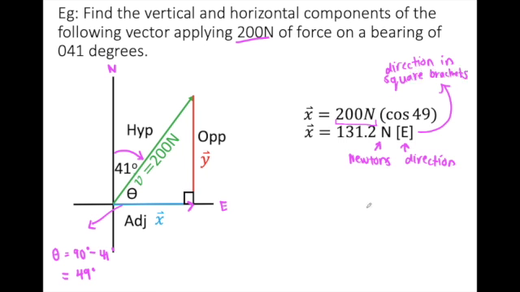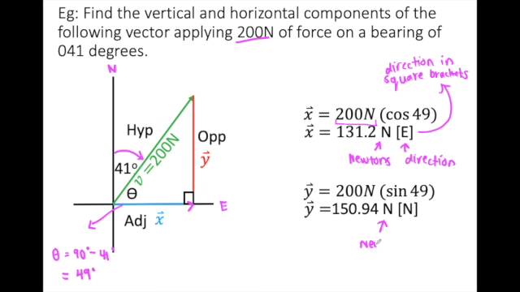Then to complete our vertical component, that is our y, we're still going to take our vector v, which is 200 newtons, and times it now by the sine of 49 degrees. You should get 154.4 newtons. And then this is our direction here, and that is north, because our vertical component goes north. So this is horizontal, and this is vertical.